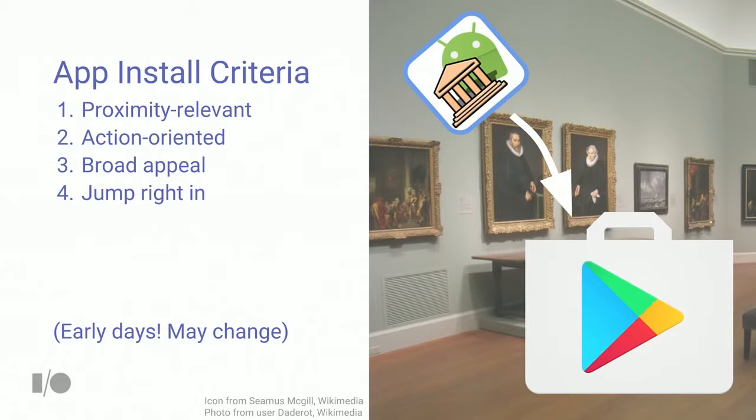So the first and the most important criteria is your app has a feature that's relevant at a place or near a device. If the feature is not contextually relevant, then it's just not for Nearby. The second is that we want features that let a user do something. So not just informational, but action-oriented. And then the third is we're looking at how broadly relevant this notification is to all the people receiving it.